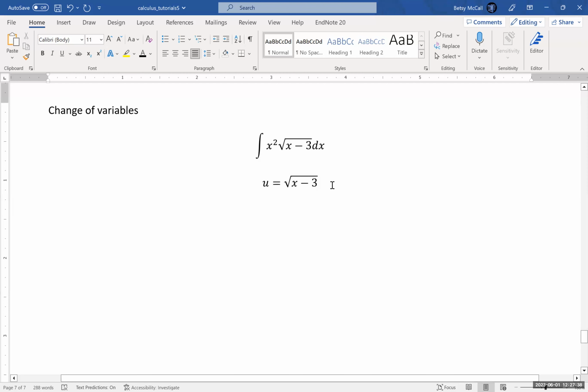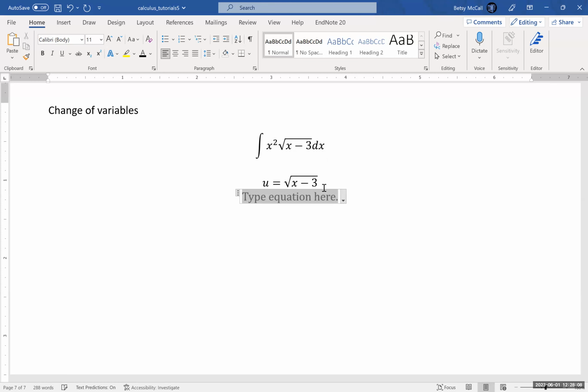Now, where this differs from substitution is that I do not now take the derivative of this. I actually have to solve for x and then take the derivative, because I'm not going to have the derivative of this function in this problem, but I do need dx. And so I need to make my x naked, so to speak, by itself in order to substitute both for the x squared and for the dx. So I'm going to square both sides.